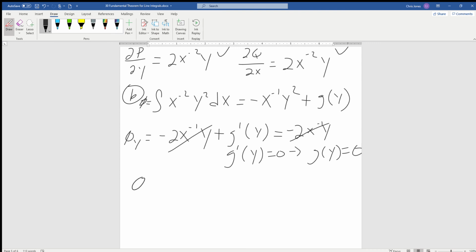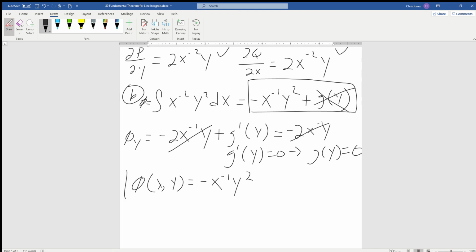So our potential function, phi of x, y, is going to be an easy one. It's just going to be this: minus x to the minus 1 y squared. So that's all the way back here. Remember we said g prime or g of y was 0, so g of y just goes away. All right, so this is our potential function.